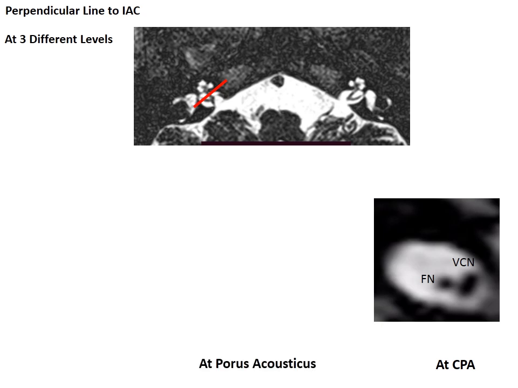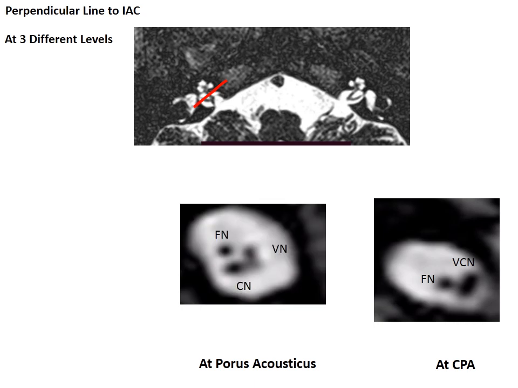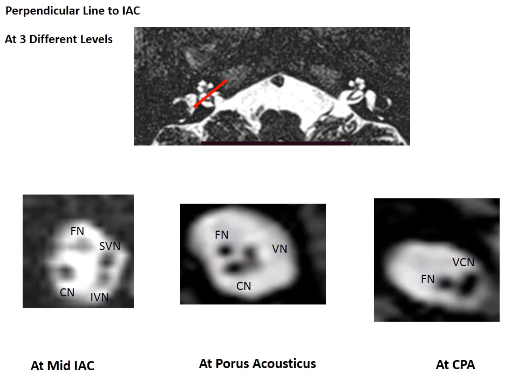If we move laterally and we go to the porus acousticus, you will have 3 nerves instead of 2. The facial nerve, and the vestibulocochlear nerve now divided into cochlear and vestibular. If we move more laterally and go to the middle of the internal auditory canal, you will have the 4 nerves: the facial nerve, the cochlear nerve, and the 2 divisions of the vestibular nerve, the superior and inferior. And this is usually the main target to see in our cochlear implant request.